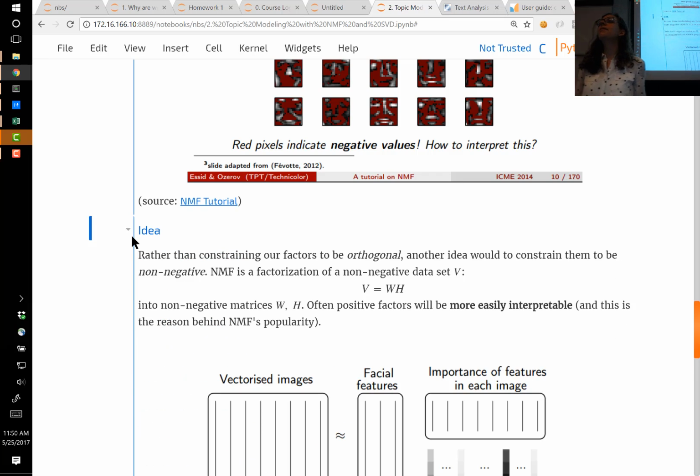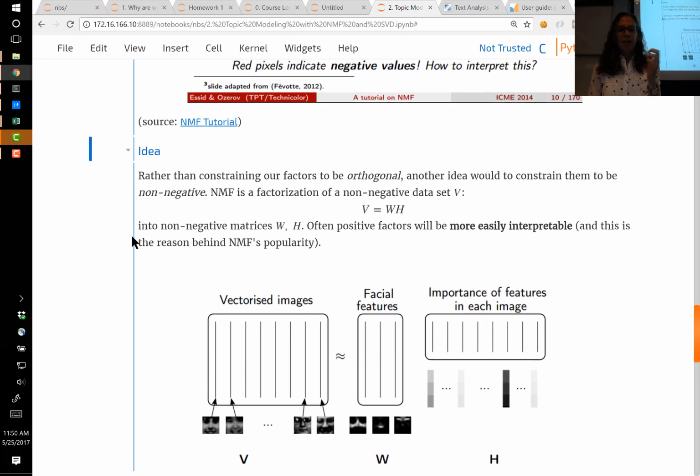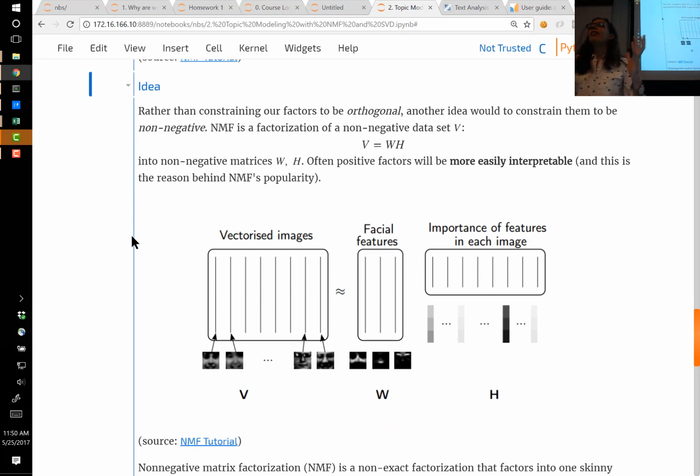Notice in SVD, it was completely possible to have negative values. The key thing with SVD is orthogonality, assuming that things are orthogonal to each other. Now the key thing is that we want everything to be non-negative. So NMF is a factorization of a data set, and your original data set should be non-negative if you're using this. Otherwise, you won't be able to construct it. Also, if you have negatives in your original data set, then negatives probably make sense in that context.